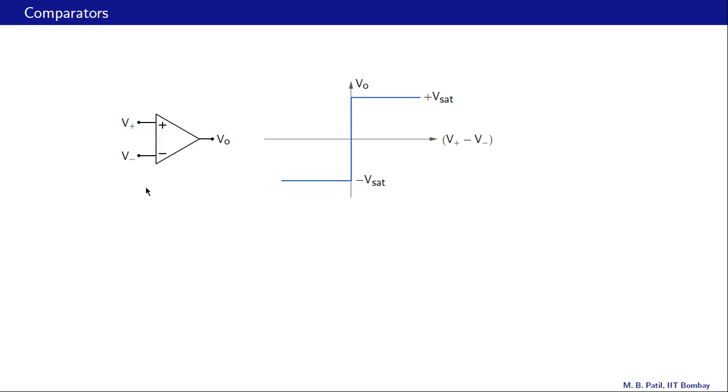We will now look at some applications of Schmitt triggers. But before that, let us talk about comparators. What is a comparator? It has two inputs, plus and minus, and one output. If V plus is higher than V minus, then the output is high. And if V minus is higher than V plus, then the output is low. And this figure here shows the relationship between VO and V plus minus V minus.